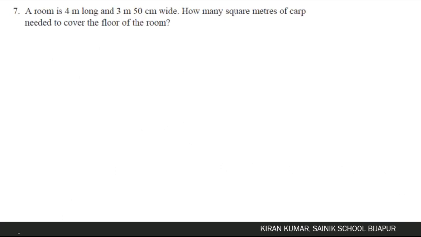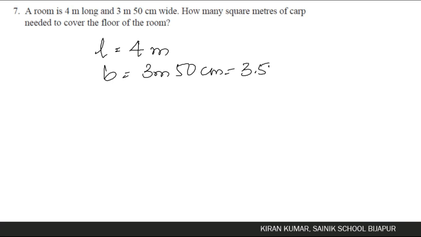Question number 7. A room is 4 meter long and 3 meter 50 centimeter wide. How many square meters of carpet are needed to cover the floor of the room? Here the length is 4 meters and the breadth is 3 meter 50 centimeter, nothing but 3.5 meters. So area is 4 times 3.5, yes, 14 square meters.